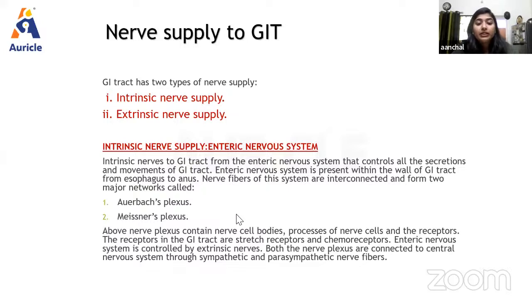So the above nerve plexuses contain nerve cell bodies, processes of nerve cells and the receptors. The receptors in the GI tract are stretch receptors and chemoreceptors. The enteric nervous system is controlled by extrinsic nerves. Both the nerve plexuses are connected to the central nervous system through sympathetic and parasympathetic nerve fibers.